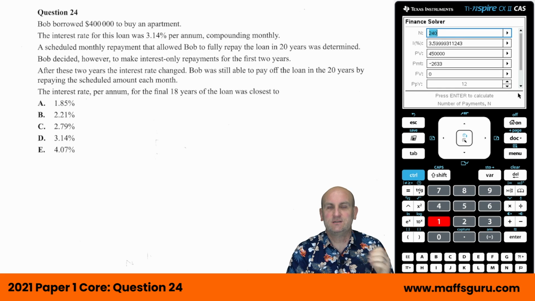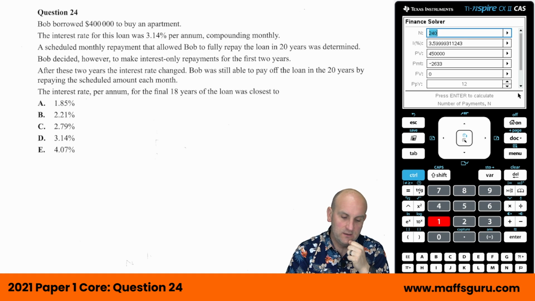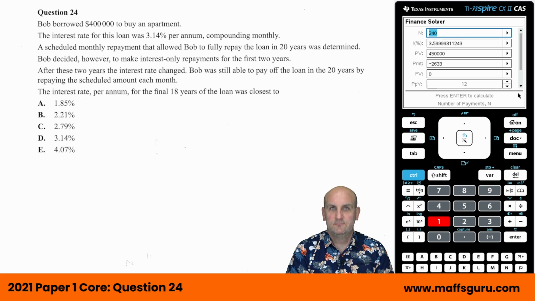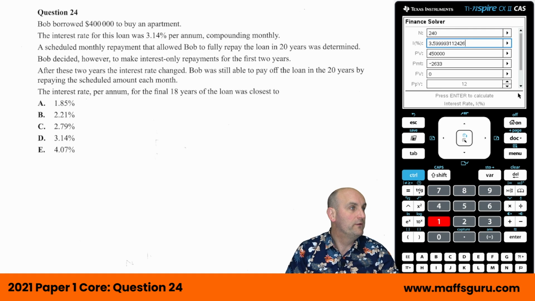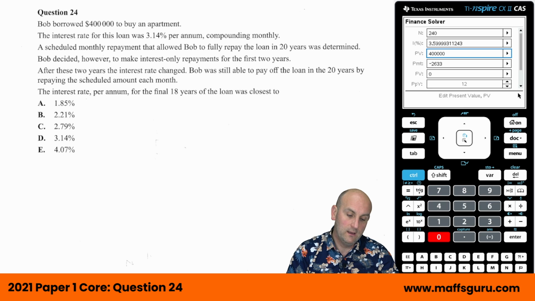When you pay an interest-only loan, you're only paying the interest. But the loan value doesn't change. And that was the trick here. So basically what they're saying is Bob borrowed 400,000 to buy an apartment. So 400, 1, 2, 3. The interest rate was 3.14% per annum compounding monthly. The scheduled monthly payment that allowed Bob to fully repay the loan was determined.